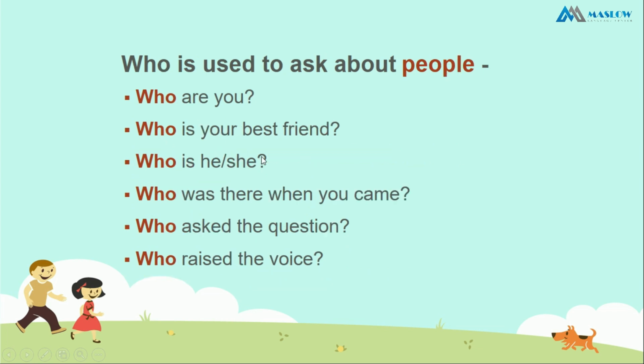Now moving to the next slide, we are going to look at who is used to ask about people. যখন আমরা কোনো মানুষ সম্পর্কে জানতে চাই, কোনো কোয়েশ্চেন থাকে, তখন আমরা হচ্ছে who ইউজ করে থাকি। যেমন for example, who are you, who is your best friend, who is he or who is she, who was there when you came, who asked the question, who raised the voice. So যখন আমরা কোনো মানুষ সম্পর্কে কোনো কোয়েশ্চেন করতে চাই তখন আমরা ইউজ করি হচ্ছে who.